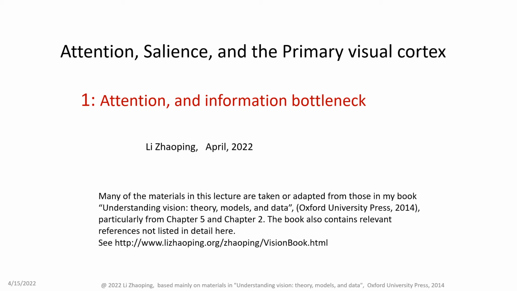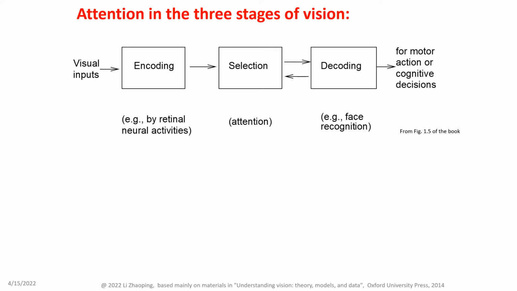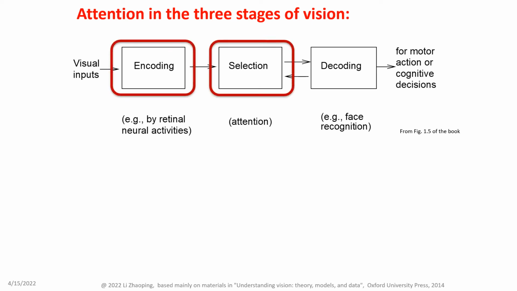Attention, salience, and the primary visual cortex. Part 1. Attention and information bottleneck. Attentional selection is the second of the three visual stages: encoding, selection, and decoding.